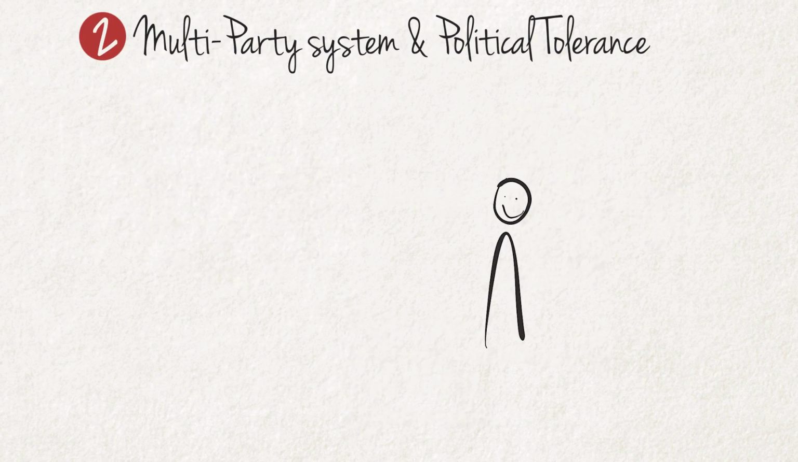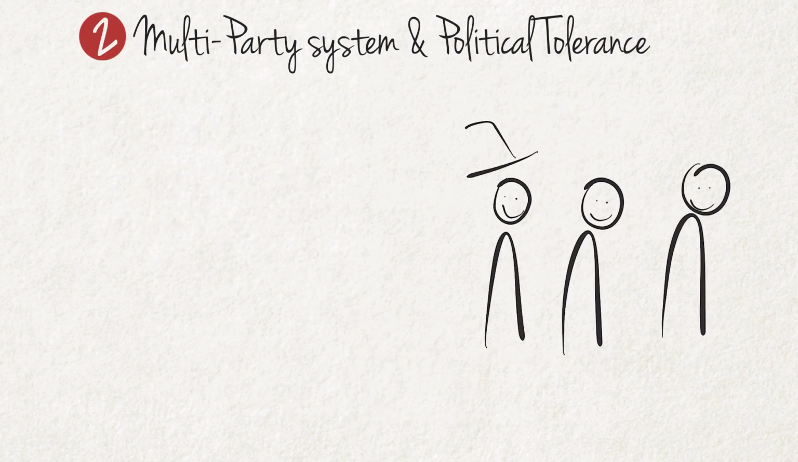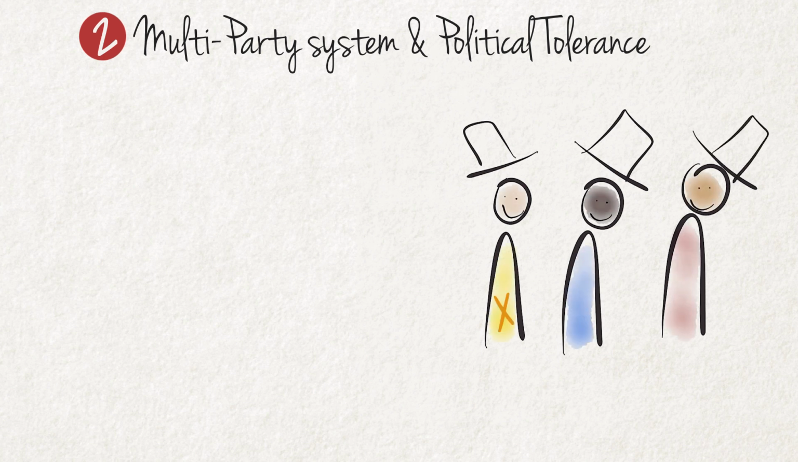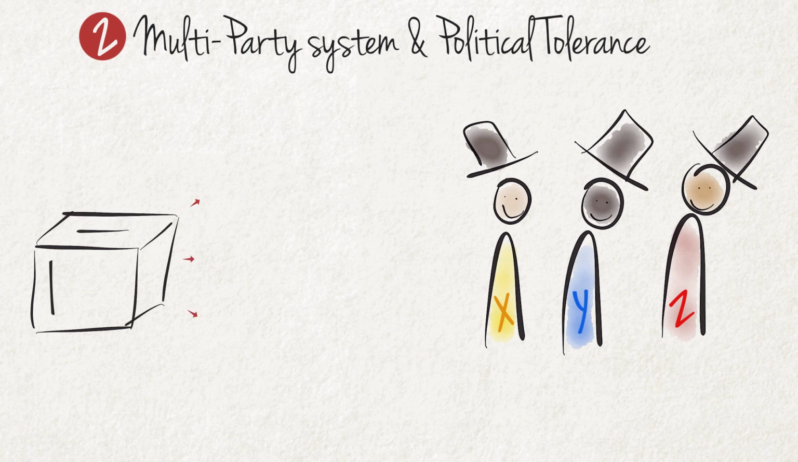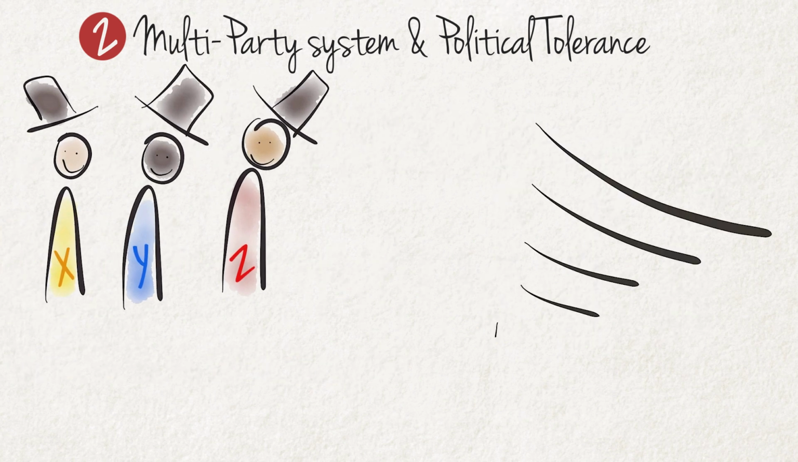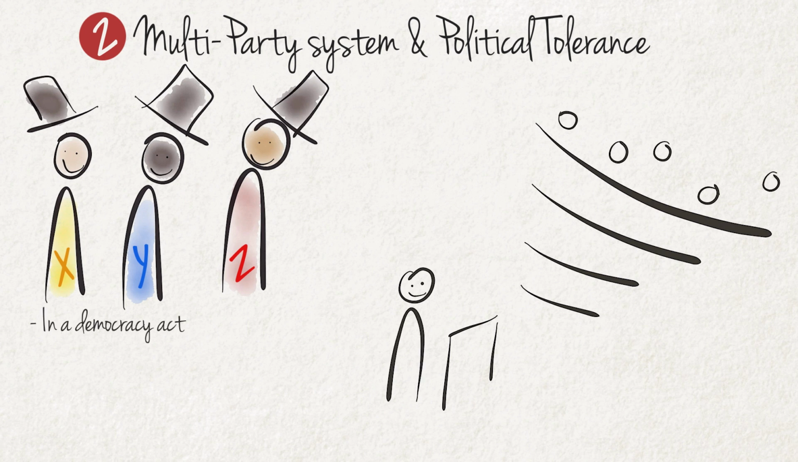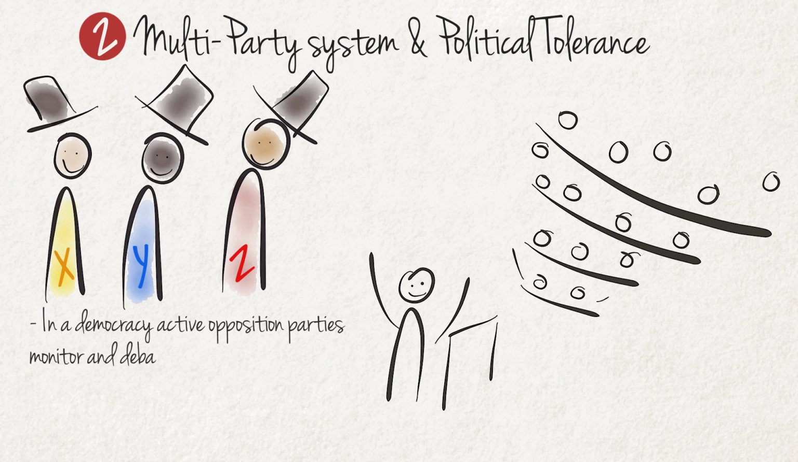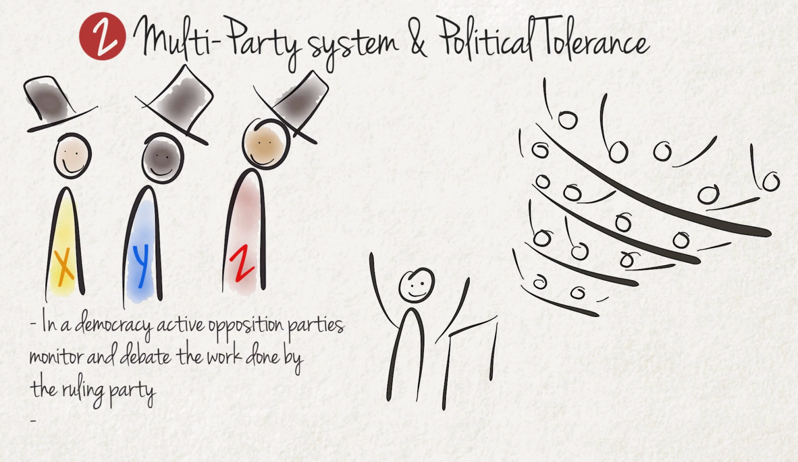The second key feature is a multi-party political system paired with a tolerance for different political views. A multi-party system, or at least a two-party system, is an important component of any democracy. The presence of multiple strong political parties contesting elections ensures a choice for voters and the representation of diverse and competing views and interests in Parliament. In a democracy, active opposition parties monitor and debate the work done by the ruling party, or ruling parties in the case of a party coalition. This can increase the ruling party's accountability to the electorate.